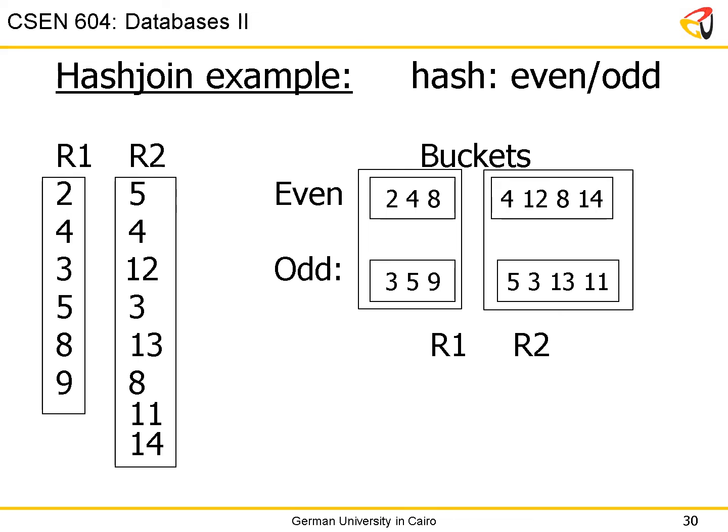Now, after building these two hash tables, two separate hash tables, one for R1 and one for R2, I'm going to match corresponding buckets. So I will match bucket 0 in R1, which has the 2, 4, and 8, with bucket 0 in R2, which has the 4, 12, 8, and 14. I will find that 4 is common and 8 is common, and that will go into my result set for the join. And then I will match the buckets 3, 5, and 9 with 5, 3, 13, and 11, so I will find that 3 and 5 are common. This is basically how it works.